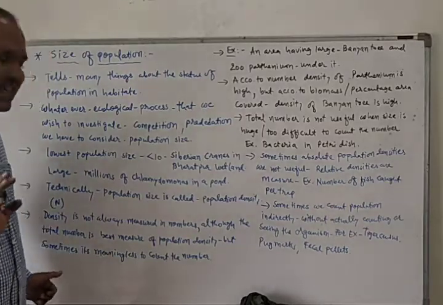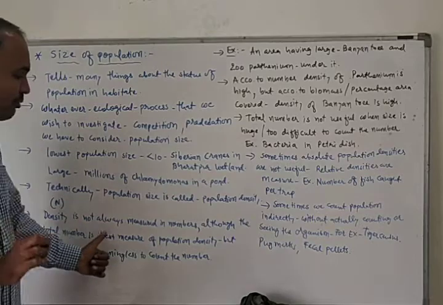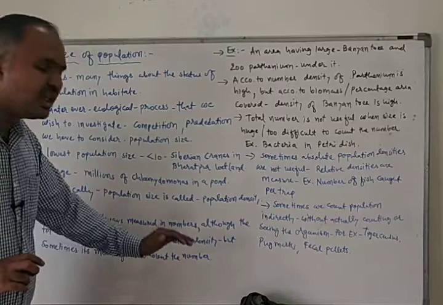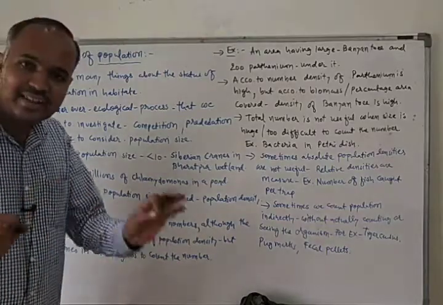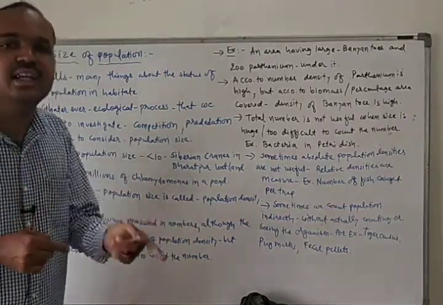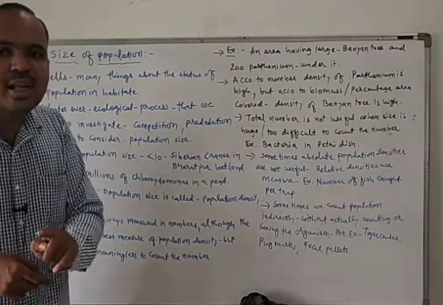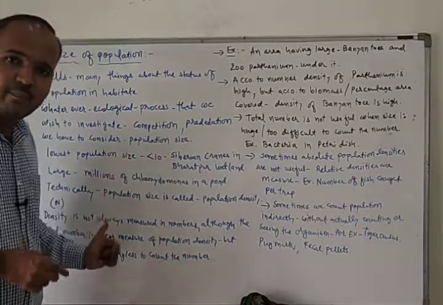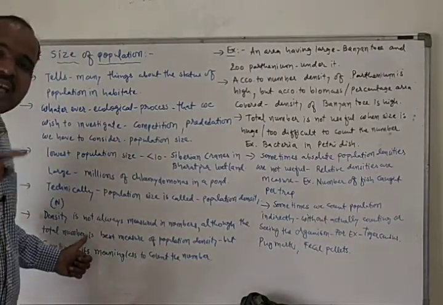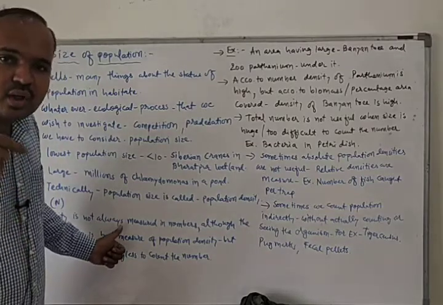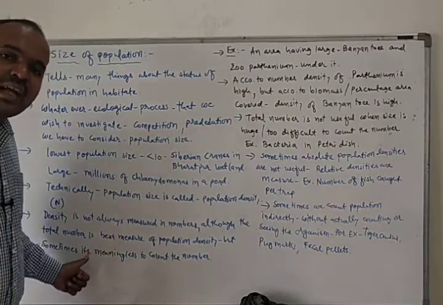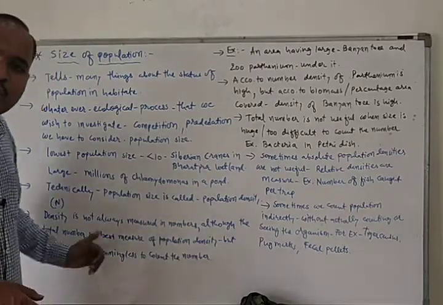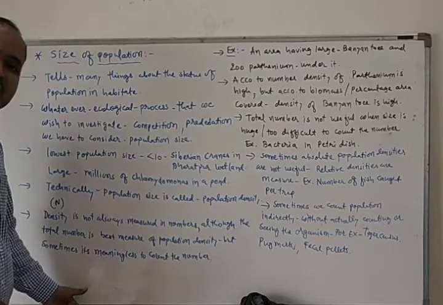This is a very important sentence: population density is not always measured in terms of total number, although the total number is the best parameter to indicate the population density. But sometimes the total number is meaningless to count.